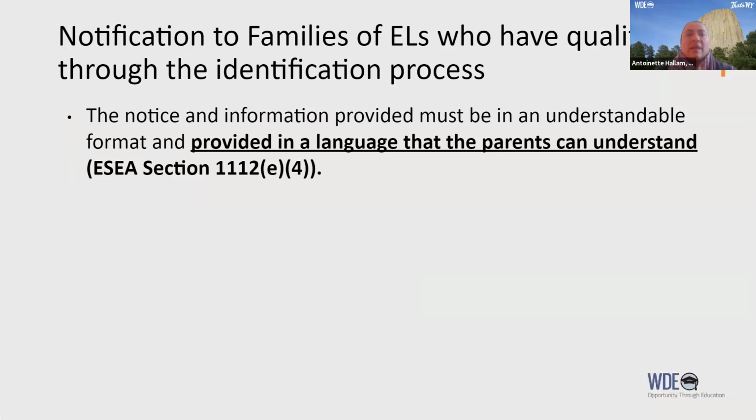Additionally, the notice and information provided must be in a clear and uniform format in a language that the parents can understand. This ensures that all parents are fully informed about their child's educational rights and services, fostering meaningful participation in their child's education. Districts may need to provide translation and interpretation to accommodate the diverse language needs of our families.